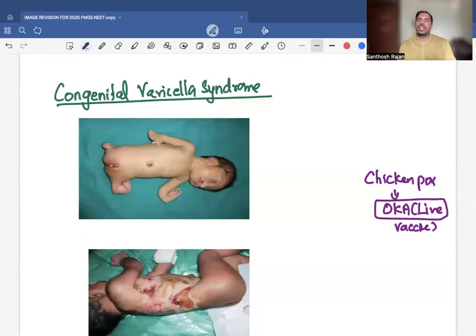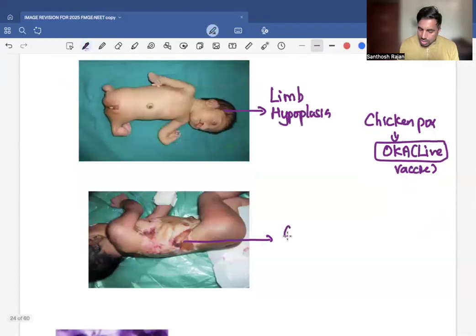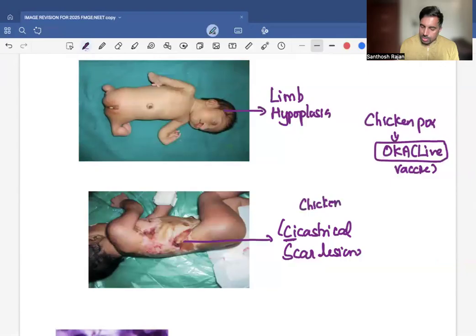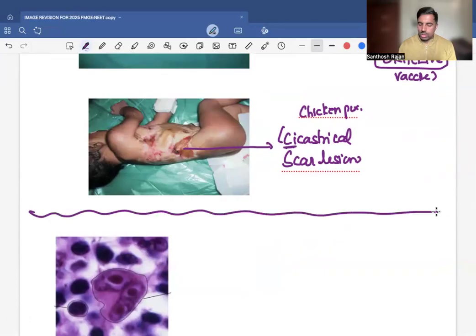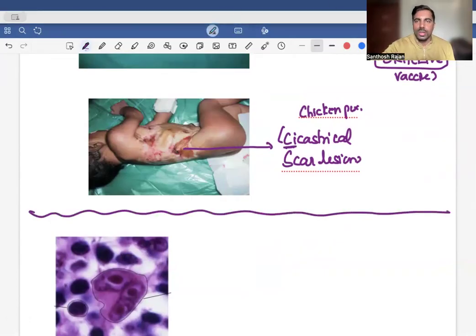But suppose she didn't take the treatment, then she'll get congenital varicella syndrome, and the child will have all these things. You can see this is limb hypoplasia, typical limb hypoplasia. They can ask you a question on it. The other one is the scars, the lesions you see here, called cicatricial scar lesions. That is also typical for chickenpox. C for cicatricial, C for chickenpox. This is a very, very important, frequently asked question. Remember this very well because questions are frequently asked from this part.